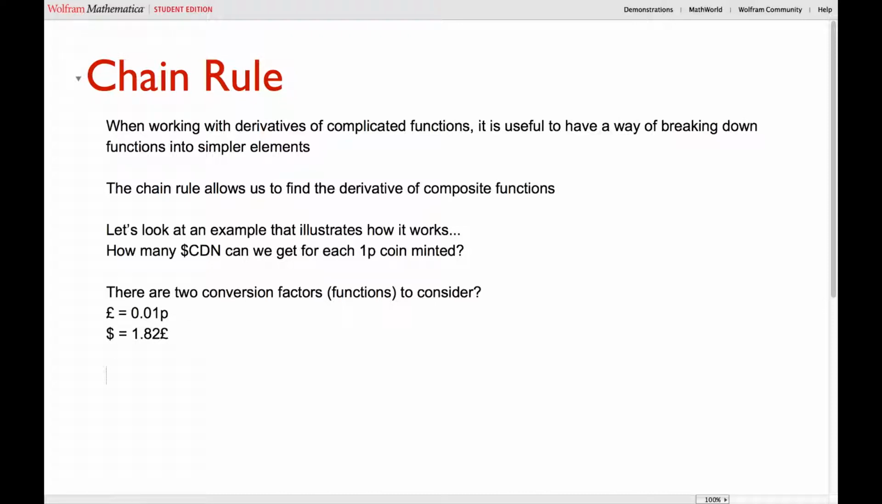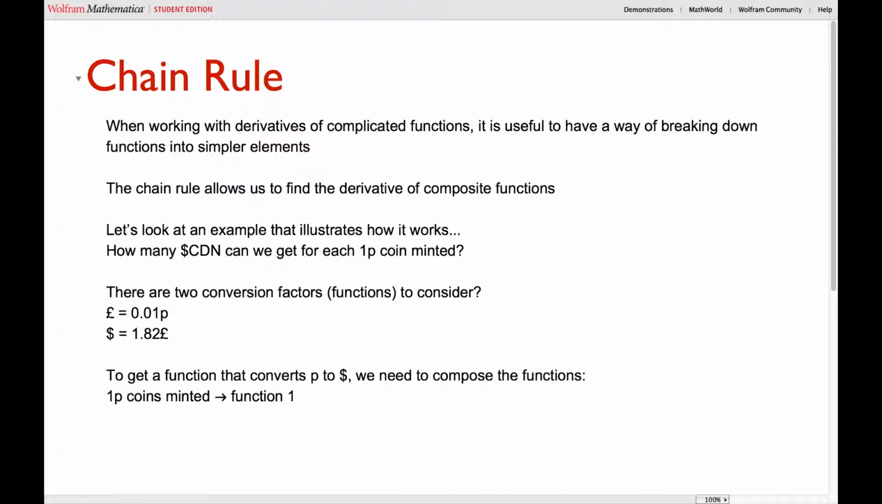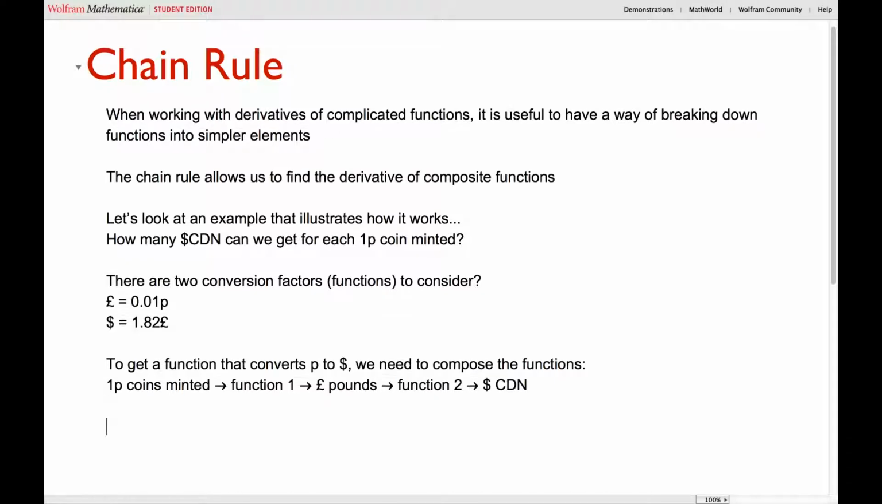So to get a function that converts p to Canadian dollars, we need to compose the two functions. We need to start with the number of 1p coins that we mint. We need to plug it into function 1. That'll give us the number of pounds that this is equivalent to, and then we need to plug it into function 2 to get the amount in Canadian dollars. Alright, so we're going to compose those functions. We're going to get dollars equals 1.82 times 0.01p.